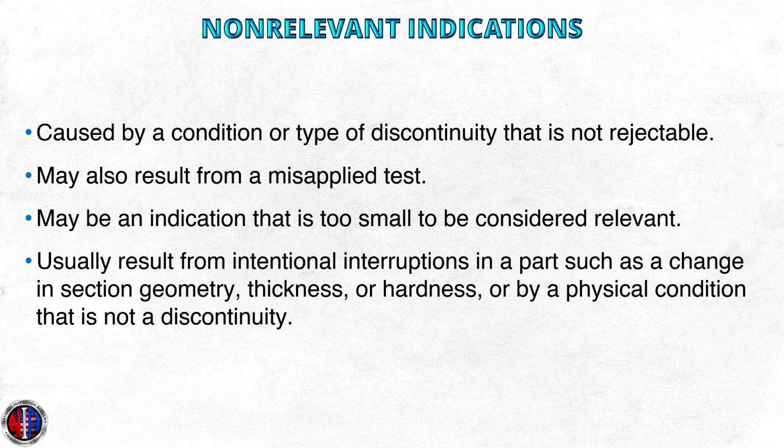Non-relevant indications. Non-relevant indications are caused by a condition or type of discontinuity that is not rejectable. A non-relevant indication may also result from a misapplied test or may be an indication that is too small to be considered relevant. Non-relevant indications usually result from intentional interruptions in a part, such as a change in section geometry, thickness, or hardness, or by a physical condition that is not a discontinuity.